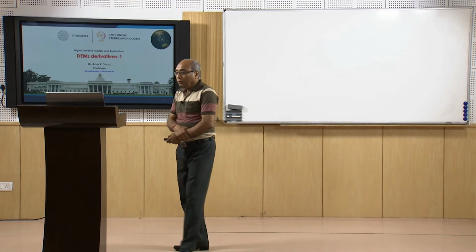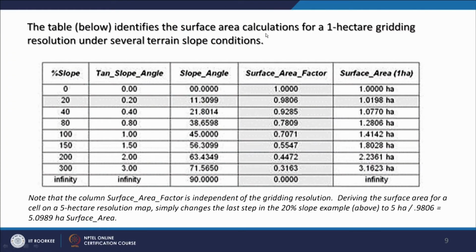And this table below identifies the surface area calculated for 1 hectare grading resolution under several terrain slope conditions. So here, as slope increases, the area also increases. As you can see, when you have a flat terrain, the surface area is going to be a perfect 1 hectare, but if the slope percent is 80%, then it is going to be 1.28, and then when we go for 200%, it increases, and likewise.